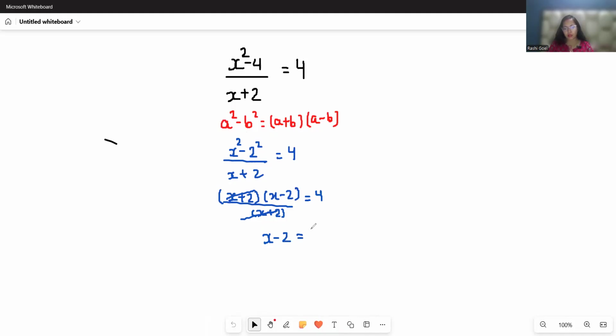So what is left? x - 2 = 4. So to calculate x, we have to shift this negative 2 to the other side. So it becomes positive 2 and the value of x is 6.